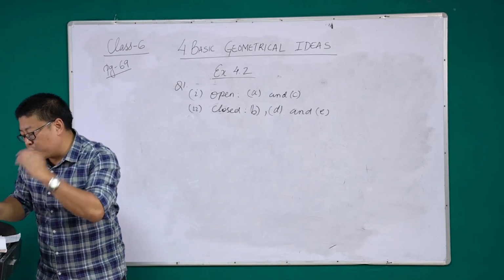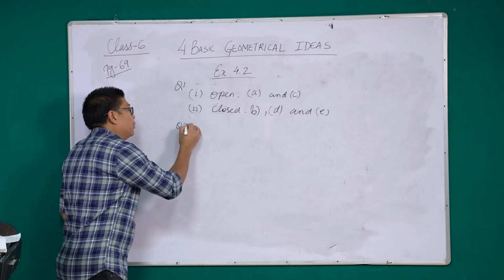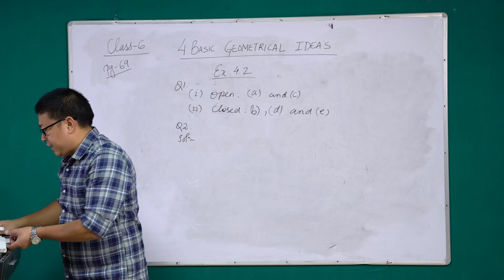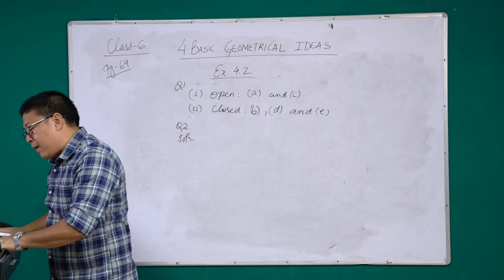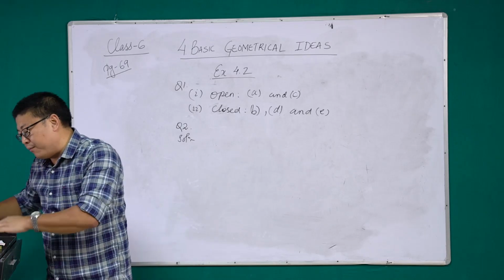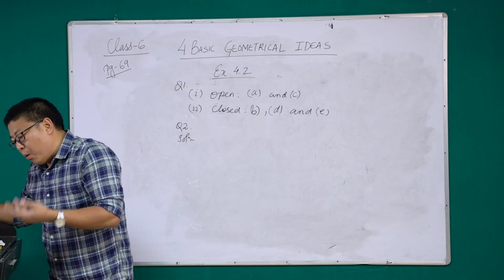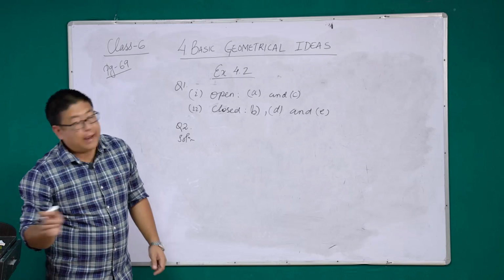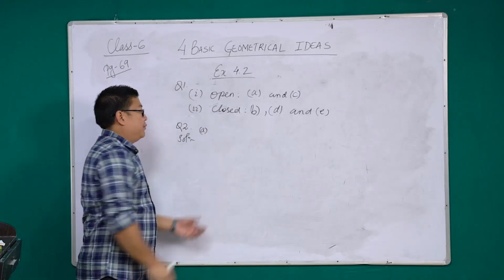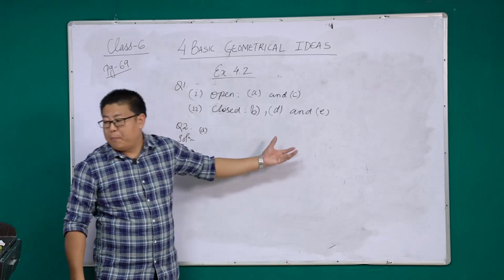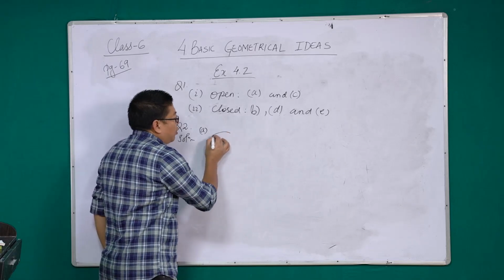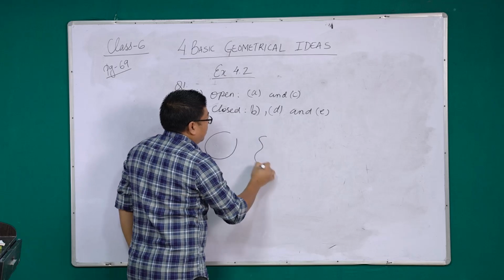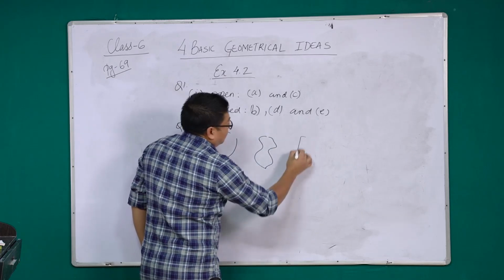When you look at question number 2, they are asking us to draw rough diagrams to illustrate the following. One is an open curve, the next is a closed curve. So for A, you are supposed to draw rough figures of open curves. We already know what open curves are. Leave a gap when you draw a curve.